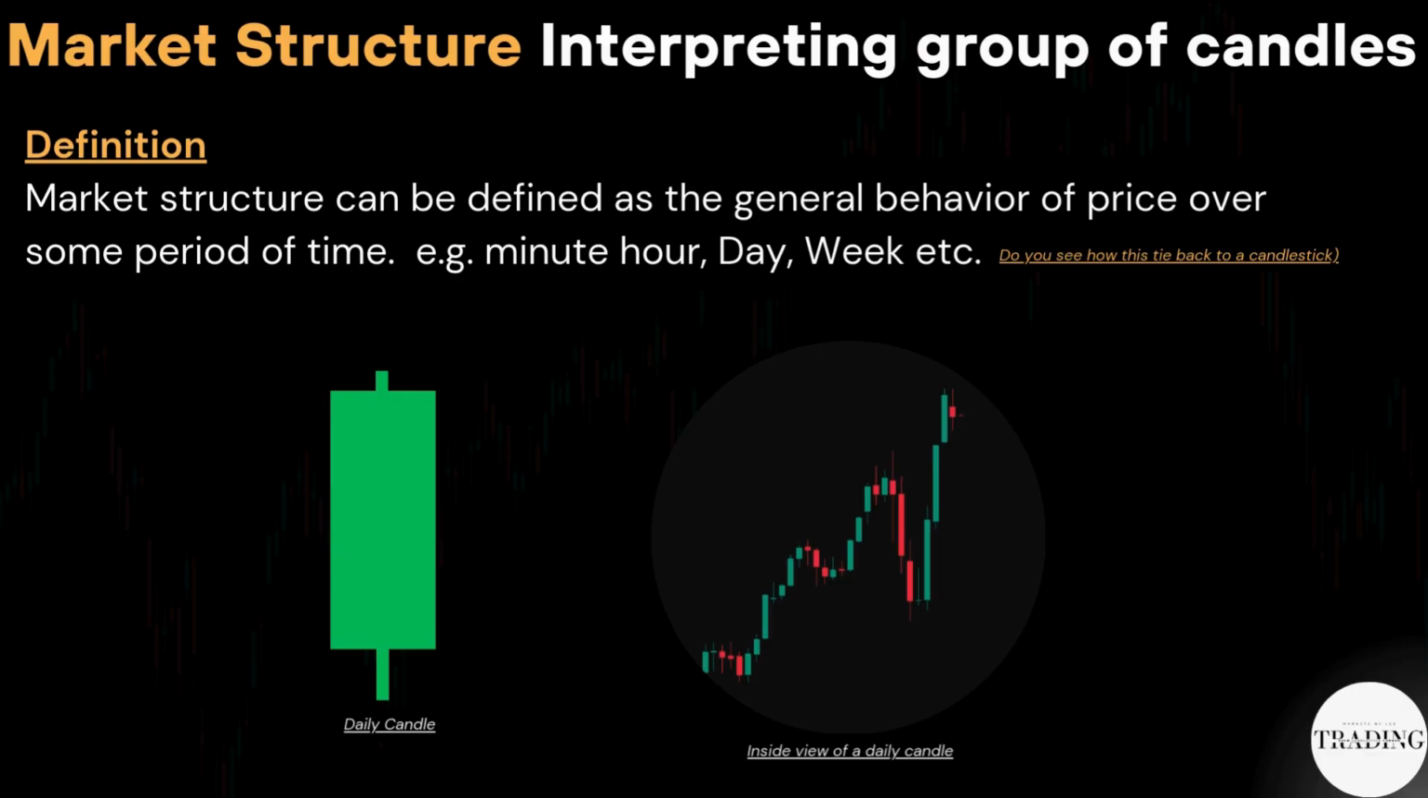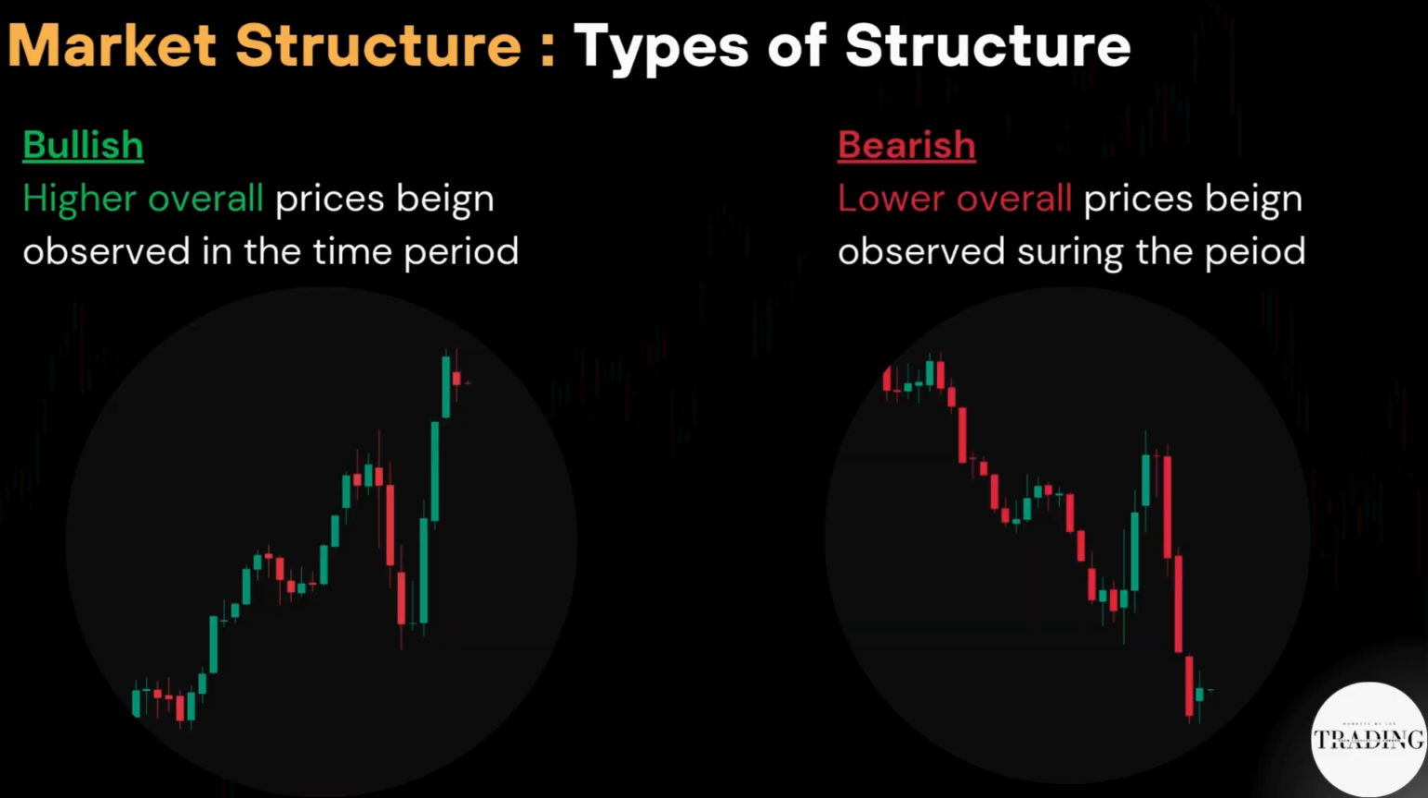Now, similarly to how we have two types of candles, a green candle or a red candle, we also have two main types of market structure. Market structure can be defined as either bullish or bearish. Bullish would mean that price is being observed higher over a particular time, and bearish would mean that we're observing lower prices in a particular time.